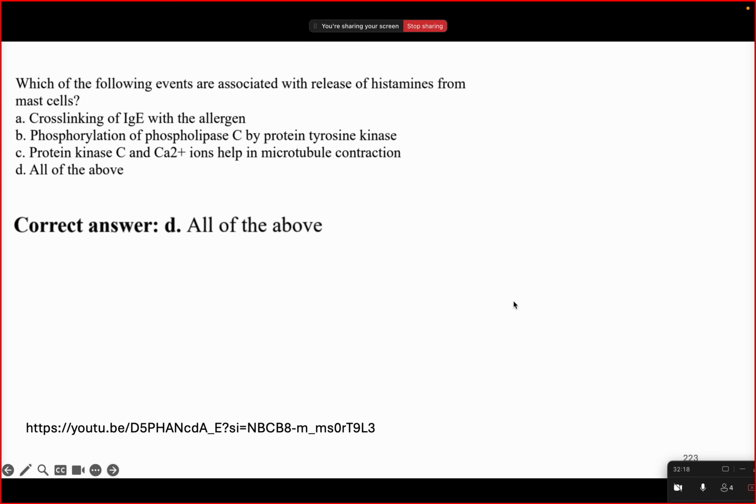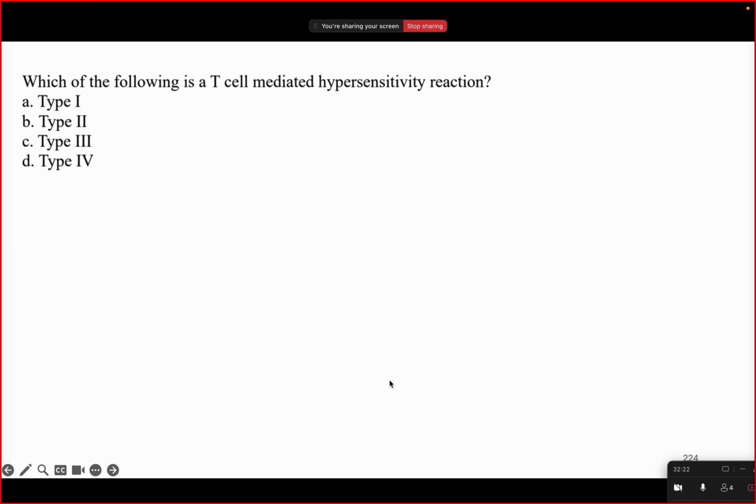The right answer is D, that is all of the above, and you can obviously refer to this visual aid. Which of the following is a T cell mediated hypersensitivity? Now, as we have just seen the visual aid, you guys will be able to answer this very quickly. Is it type 1, type 2, type 3, or type 4 hypersensitivity?